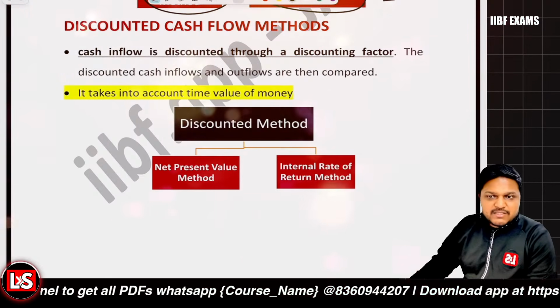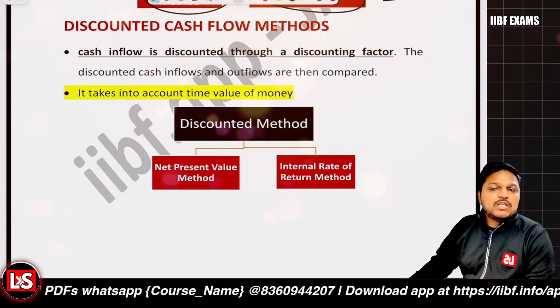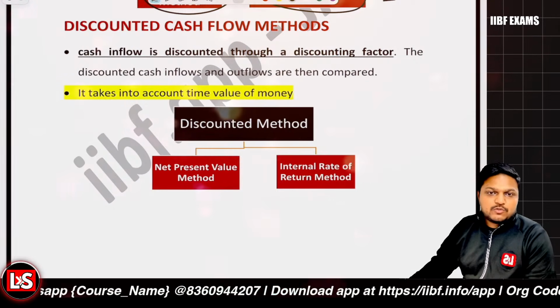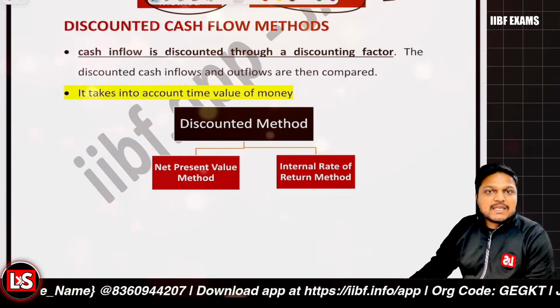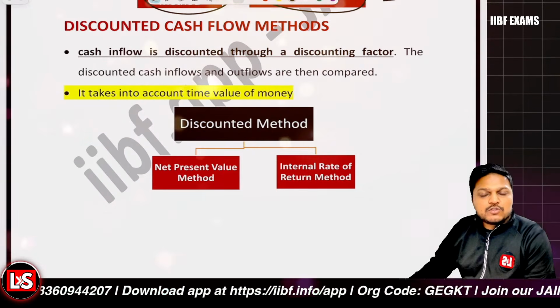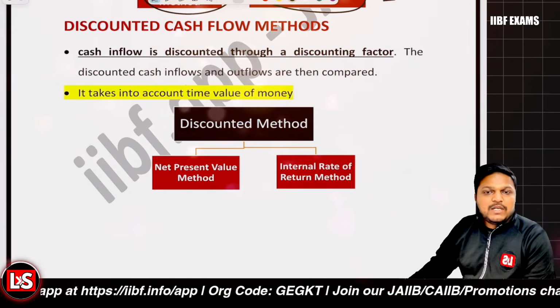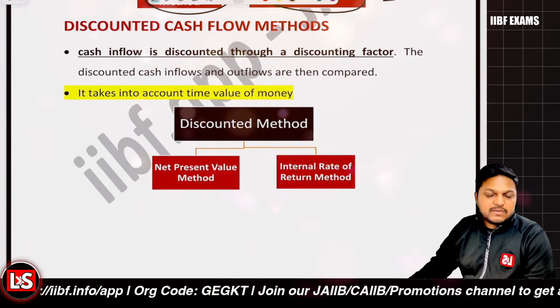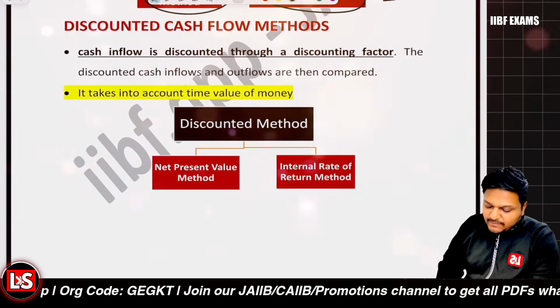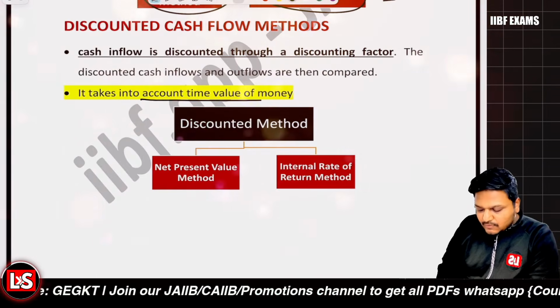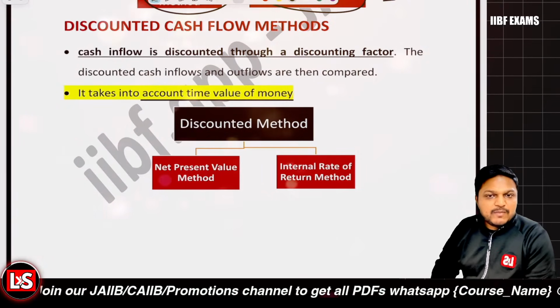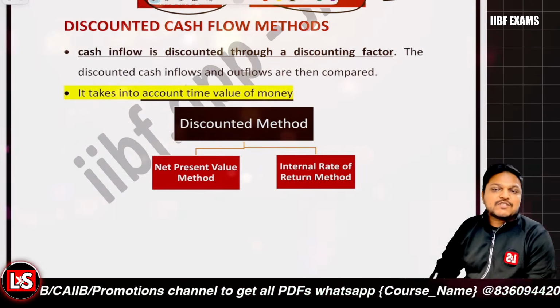In discounted cash flow, we discount the values through the discounting factor, through the discounting rate. Whatever the cash inflows and cash outflows are, those are to be discounted, and only after that are they compared. Basically, we consider the time value of money when we talk about discounting cash flow methods.